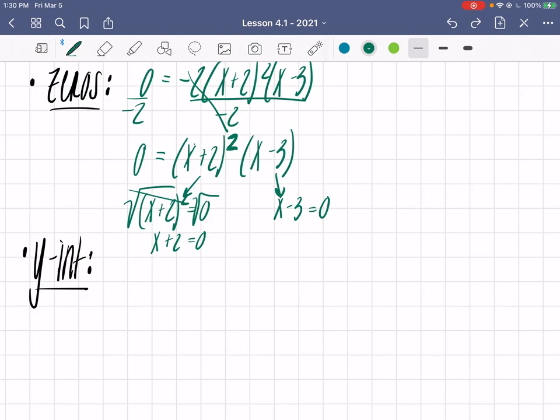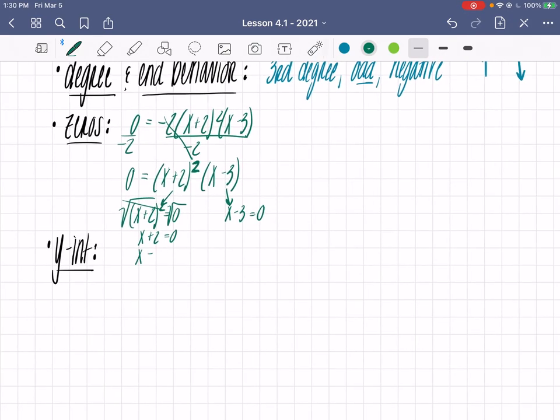So then we get x equals -2 and x equals 3. Again, this is something that you guys can start to get a little bit faster at and probably do a lot of this in your head. So negative 2, 0, and 3, 0.